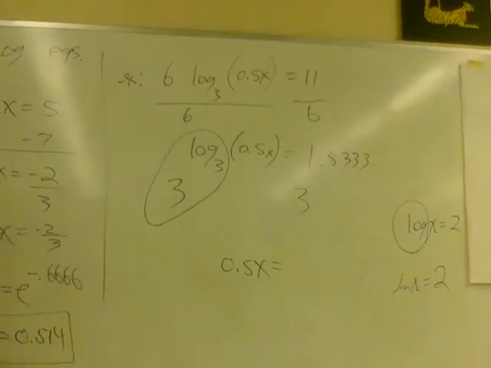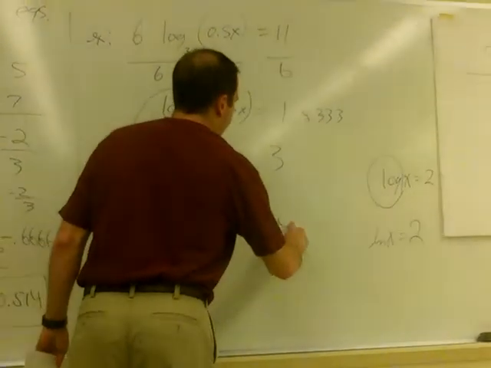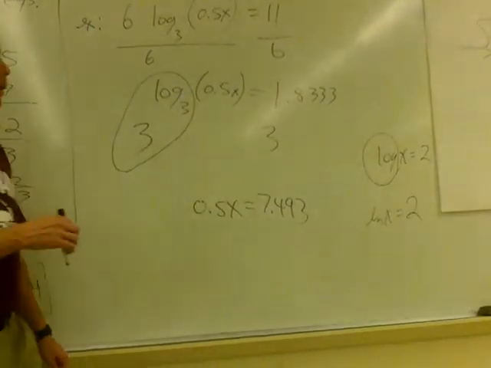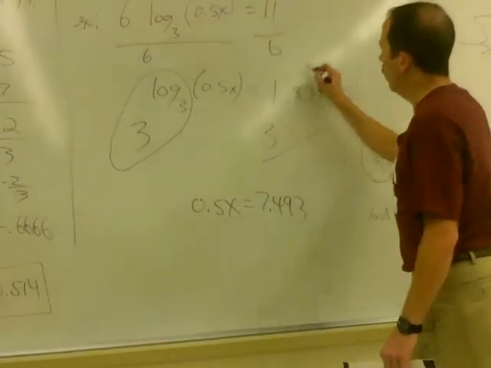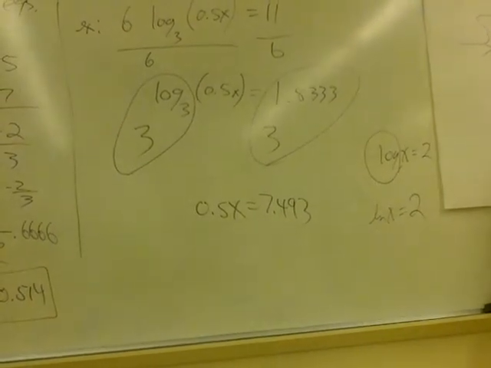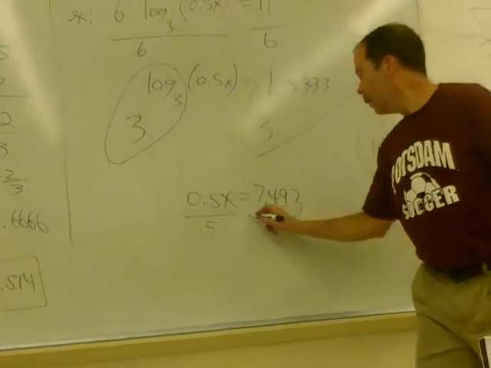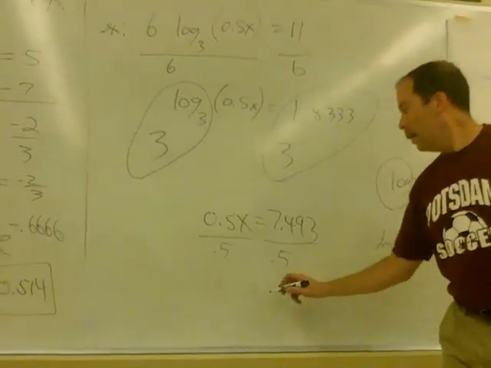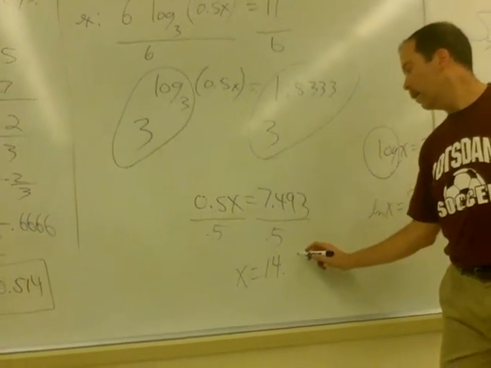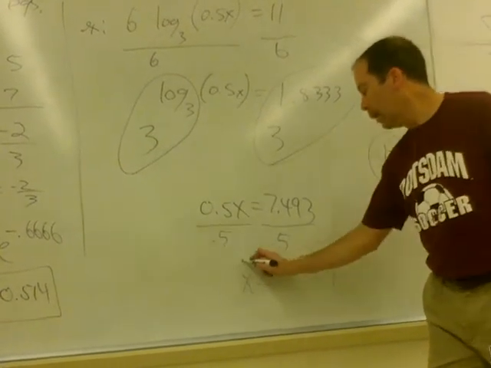We're not dividing anything, we're doing 3 to the 1.83 repeating. And now we divide by 0.5, which gives about 14.98. Round it to 15 either way. It's good.